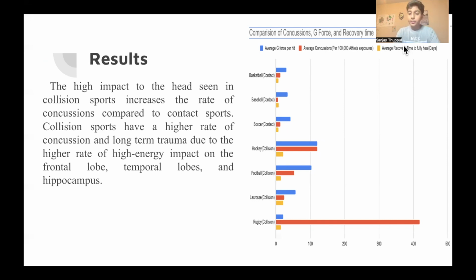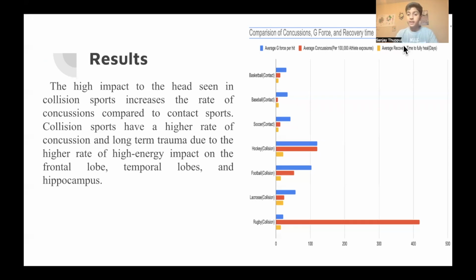Lacrosse has an average of about 70 per 100,000 athlete exposures, and then increases to about 75 to 80 in football, about 120 in hockey, and the major one in rugby, 418 concussions per 100,000 athlete exposures.